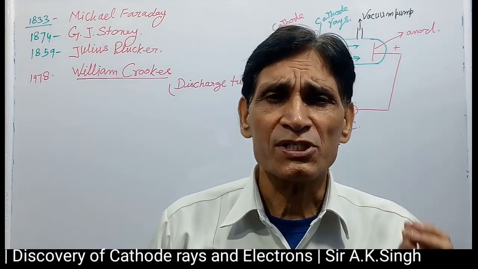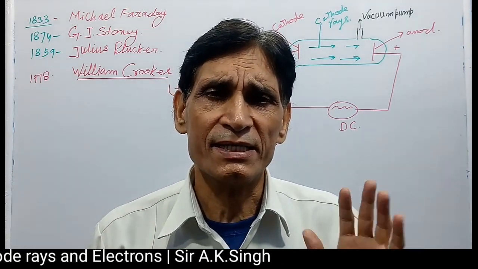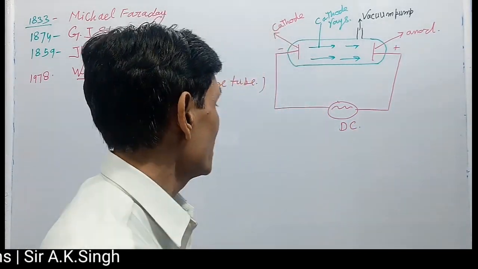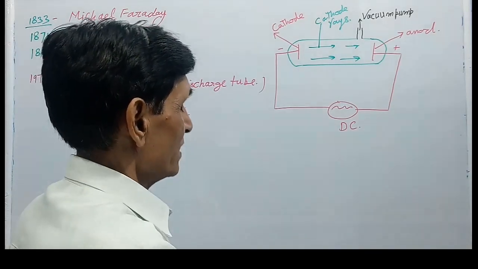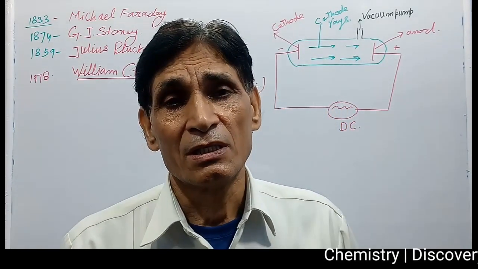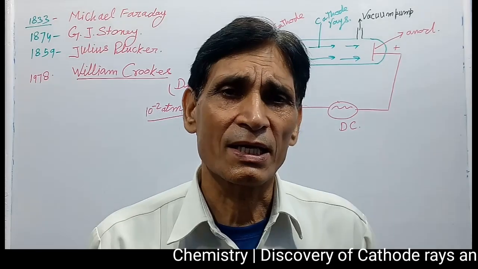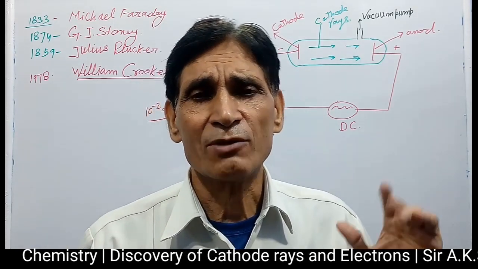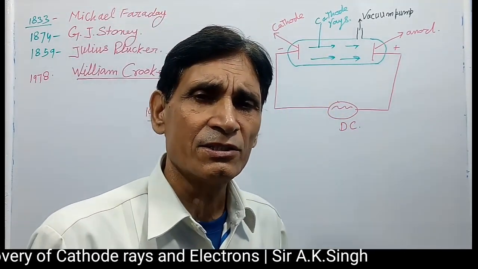Second point, when the pressure inside the discharge tube was lowered by pumping out the air or gas, to 10 to the power minus 2 atmosphere, then electricity begins to flow through the gas in the discharge tube and light is emitted. The color of the light depends on the nature of the gas taken in the discharge tube. Like when neon gas is taken, the color is orange-red or red; air gives a purple color, like that.